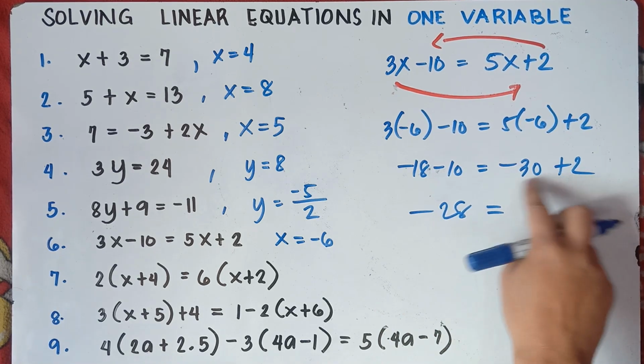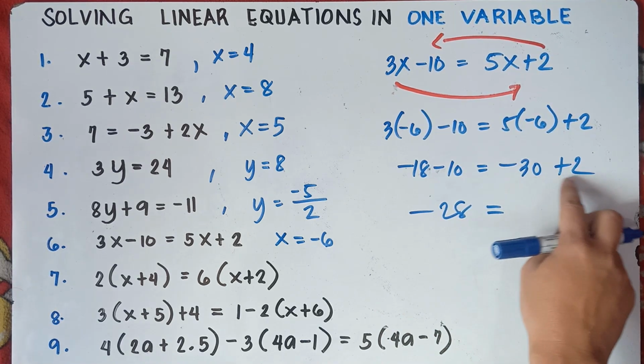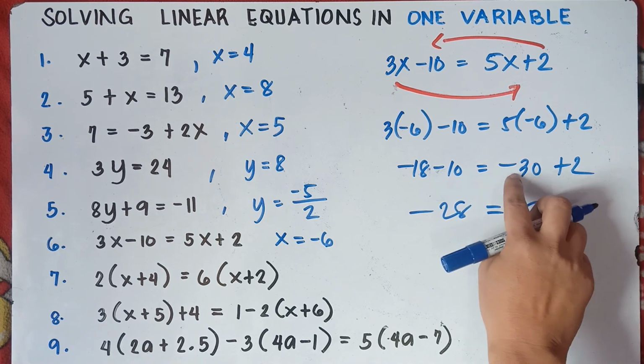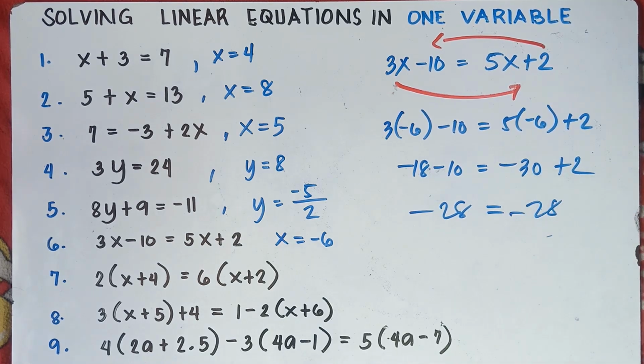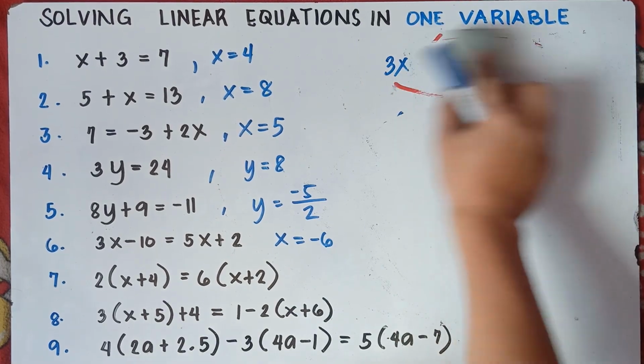If the signs are not the same, subtract: 30 minus 2 is 28. Then copy the sign of the larger number, negative 28. Therefore, our answer is correct. Alright, let's try number 7.